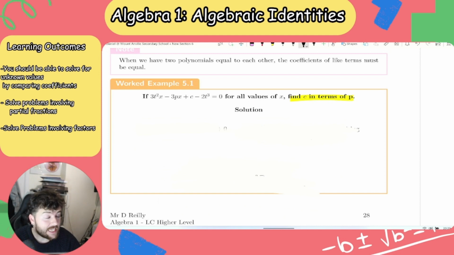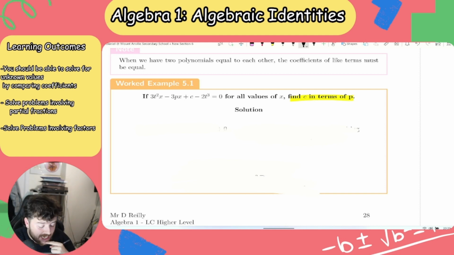I have 3t squared x plus c, or minus 3px plus c minus 2t cubed equals 0. And then I want to find c in terms of p. That's the really important thing in this question. I want to find c in terms of p. So how do we do this? Well, I know it's equal to 0.